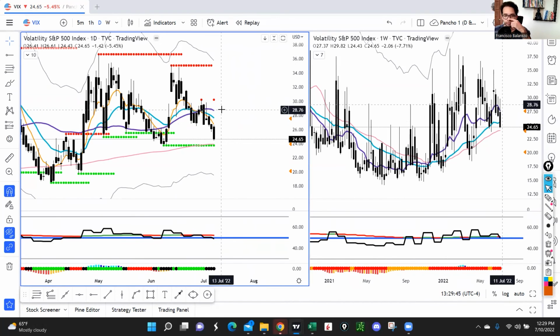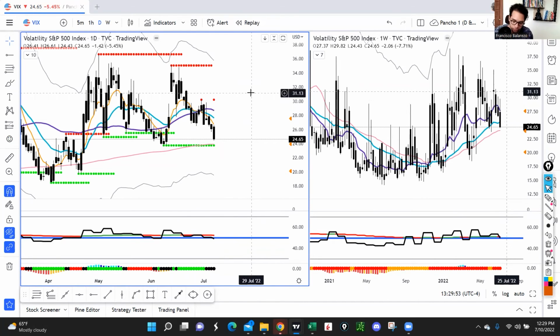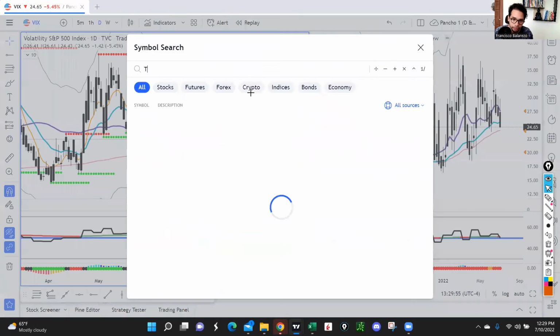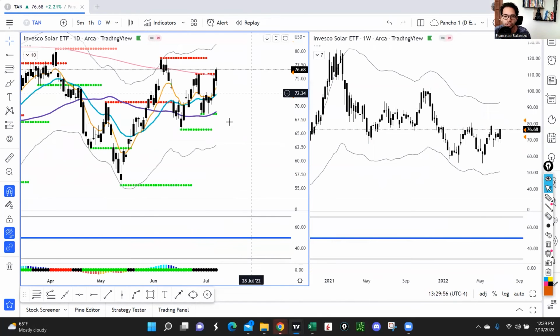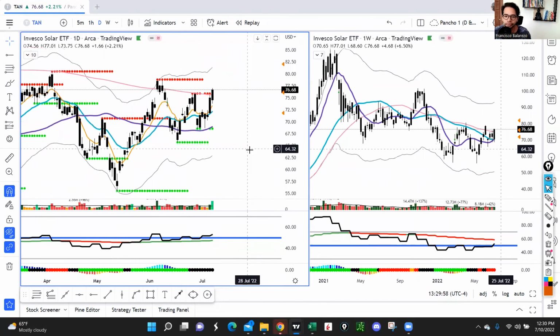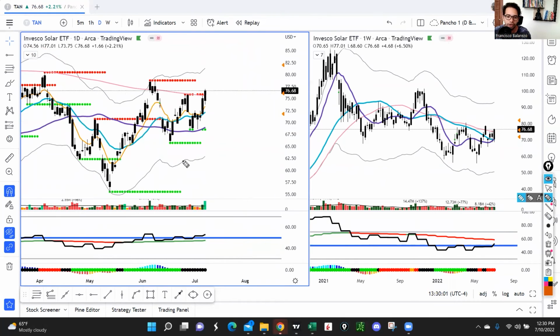And now, after seeing this, I think that there's a high probability that we're going to continue to see more strength in the markets. And I have two ETFs that I want to mention here. And the first one is TAN, which is the solar ETF. And you can see right here that for TAN, this is a beautiful setup, right?